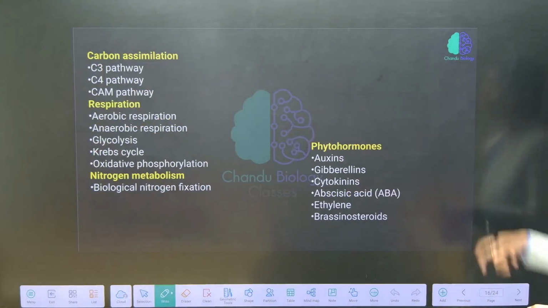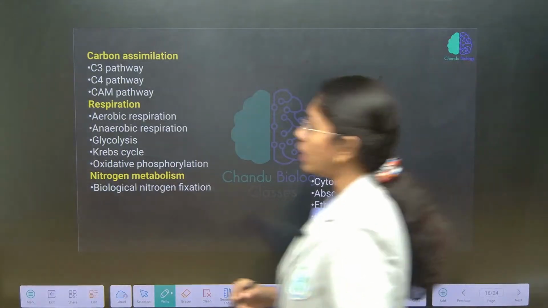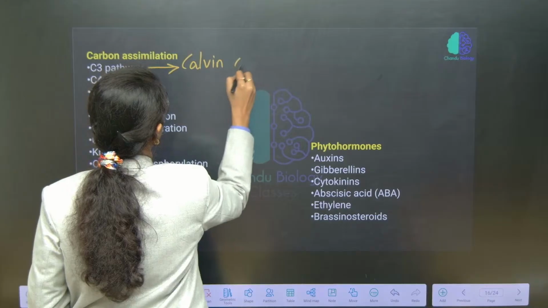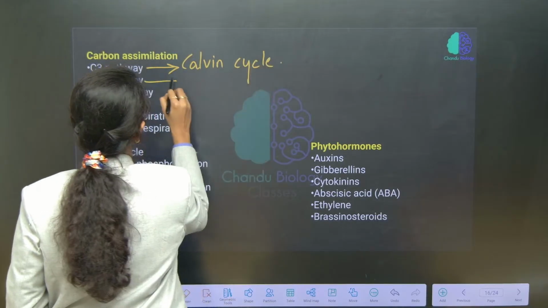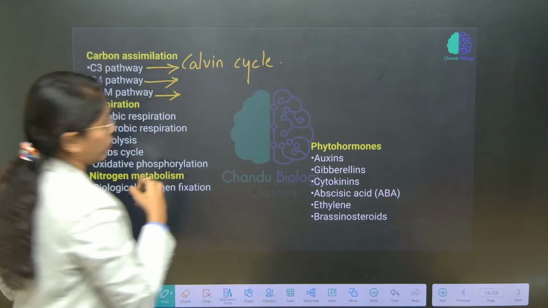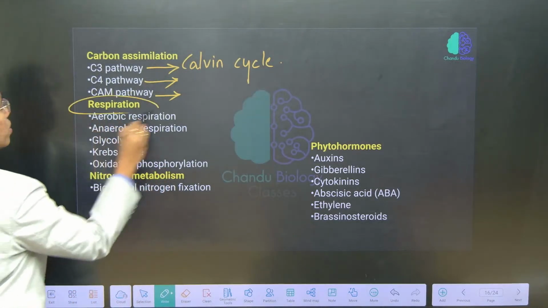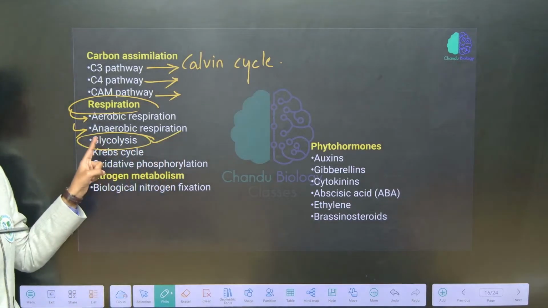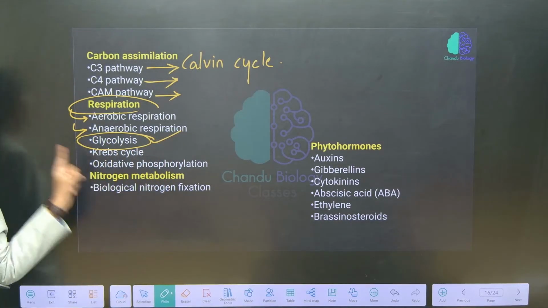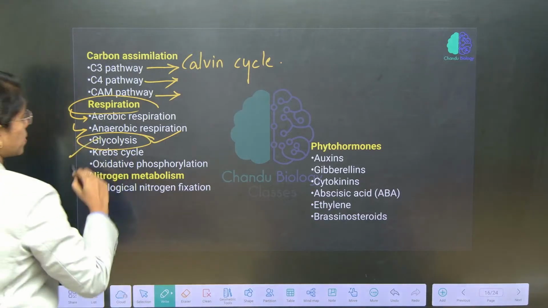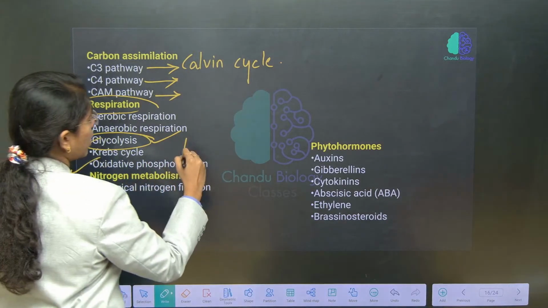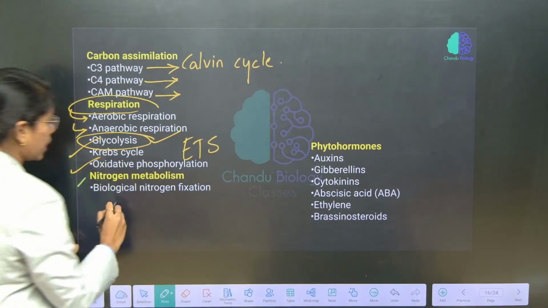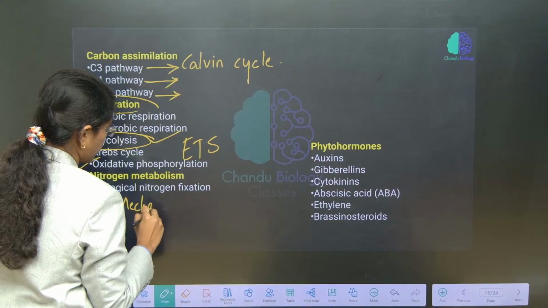Next, carbon assimilation. Here we will highlight C3 pathway, that is Calvin cycle, followed by C4 pathway and CAM pathway, and then respiration, we will look into both aerobic and anaerobic, as glycolysis is the common pathway. Learning energetics after each pathway is important. Next, Krebs cycle, oxidative phosphorylation, ETS. Fine, right? Nitrogen metabolism, its mechanism of action.